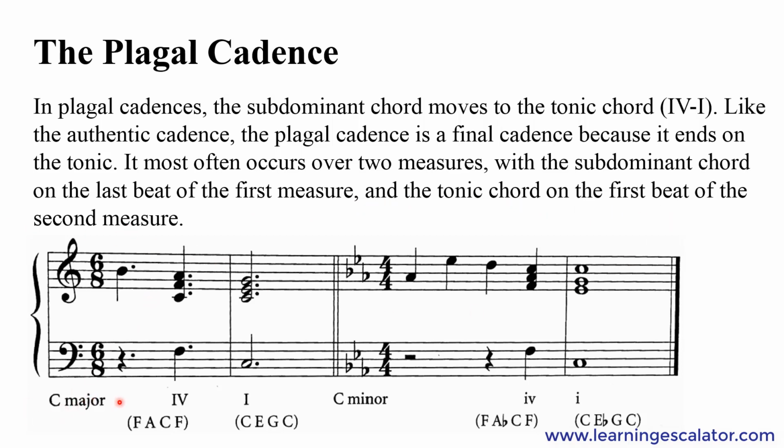So in the C major one, first it's the subdominant chord, which is an F chord, so F, A, C, F, and it moves to the tonic chord, so C, E, G, C. The subdominant is in the bass clef for the first chord, and for the second chord the tonic is in the bass clef. And for the C minor, it's the same, but it's an F minor chord and the C minor chord, the subdominant and tonic.